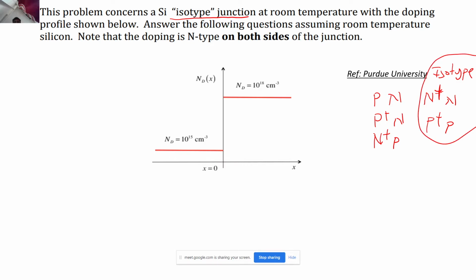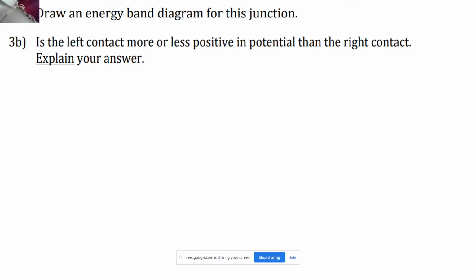At room temperature with the doping profile as shown below, answer the following questions assuming room temperature silicon. Note that the doping is N-type on both sides of the junction. Now what they have asked: draw an energy band diagram for this junction. Let me draw an initial thing, and I will take help from you guys.